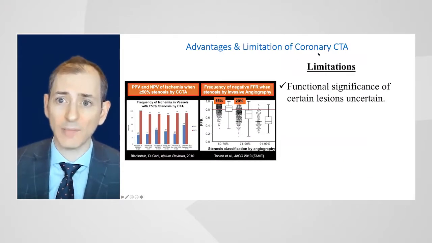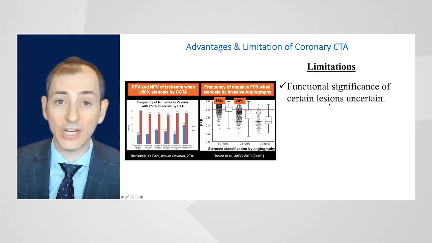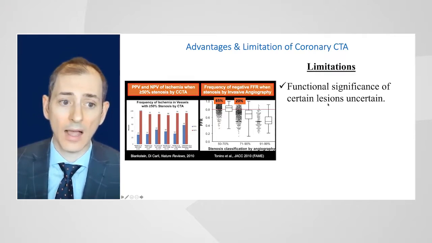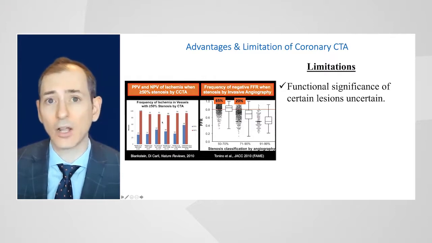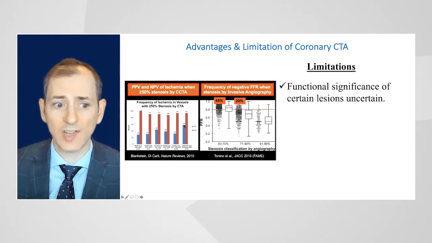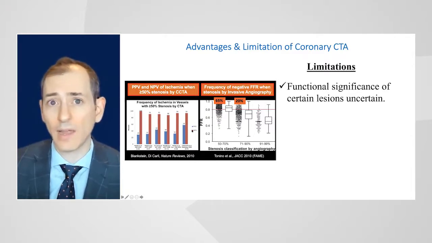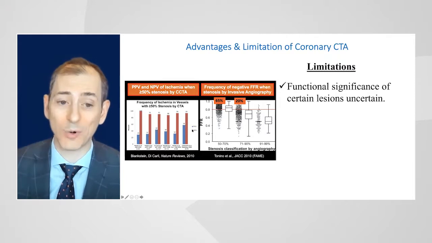There are, of course, limitations of coronary CTA as well. And one of them is that the functional significance of various lesions that we see on CT is unknown. So a decade ago, we saw that when patients have more than 50% stenosis, the positive predictive value, in the blue bars here, for identifying ischemia was only around 50%, so as good as a coin toss.